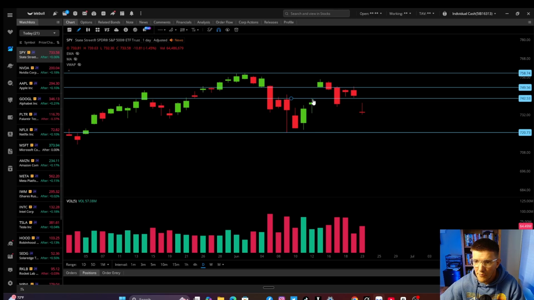So we made this gap. We gapped up this day, so this created a vacuum. We pulled back, filled this gap, and then we went sideways for a couple of days and could not hold above this gap level. And today we broke back under this gap.